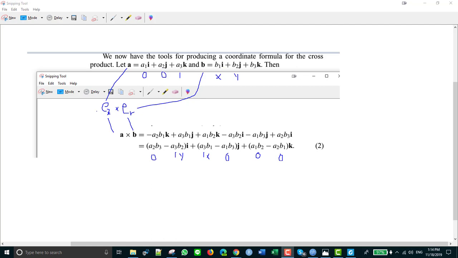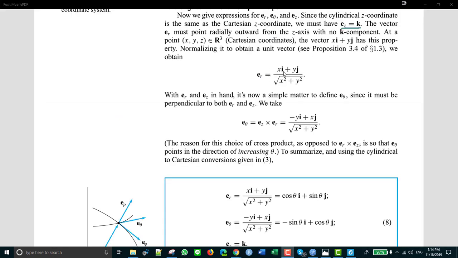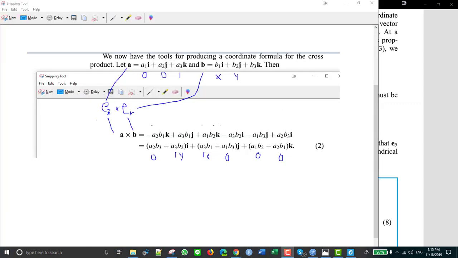So for our particular EZ and ER, for EZ this coordinate will be 0, this coordinate will be 0, and this coordinate will be 1. And for ER, we can just work with the numerator. X is the first coordinate, Y is the second coordinate, and the K coordinate is 0. So for ER, the first coordinate is x, the second coordinate is y, and this is 0.